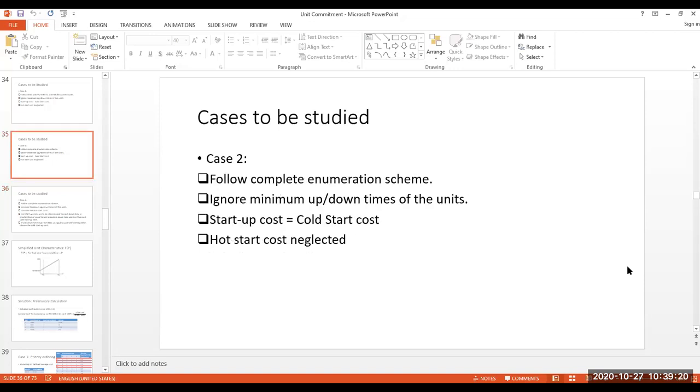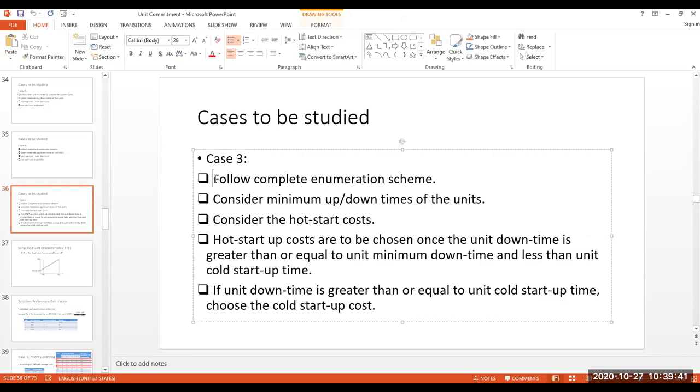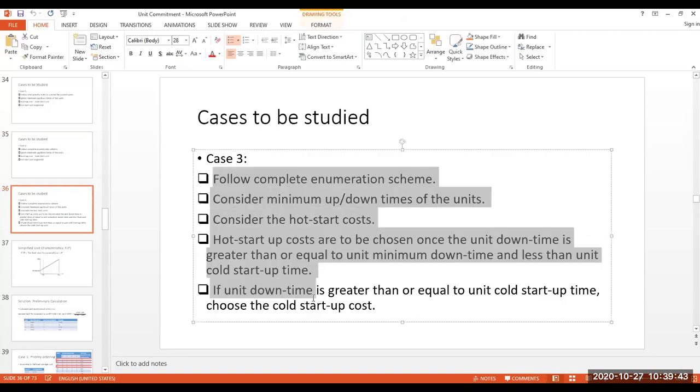So cases 1 and 2 are dealt with in an elaborate manner in this lecture, but case 3 will be kept as an assignment. Okay, so case 3, you will find the solution. You will probably find some help from the textbook for case 3. So taking that help from the textbook, I would like you to complete this case 3.